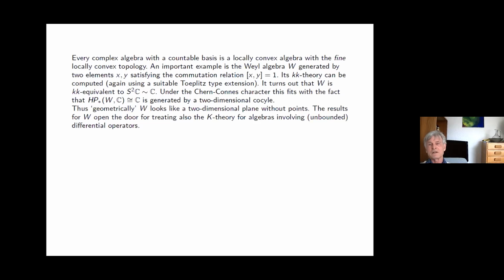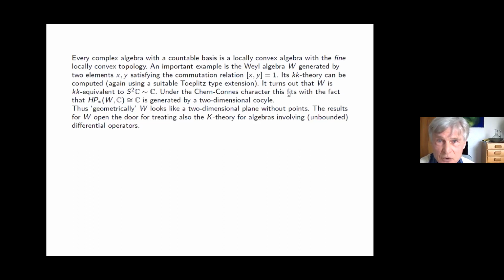I mean, of course, you cannot embed it into any Banach algebra or locally convex algebra with submultiplicative seminorms, because this commutation relation shows that that cannot exist. But the KK theory can be computed using the definition which we just discussed, and the computation of the KK of the Weil algebra uses a suitable extension. It's a kind of Toeplitz type extension. And one can show that the Weil algebra is, in fact, equivalent in this KK theory to the twofold extension, but by Bott periodicity, then it's actually even equivalent just to the complex numbers.